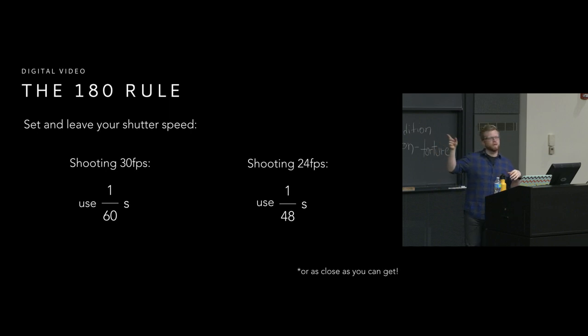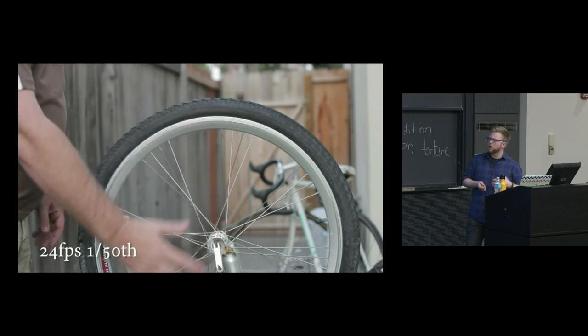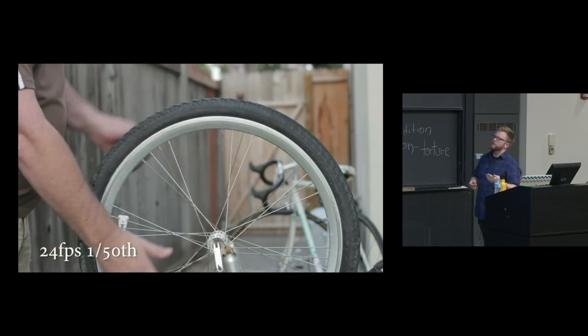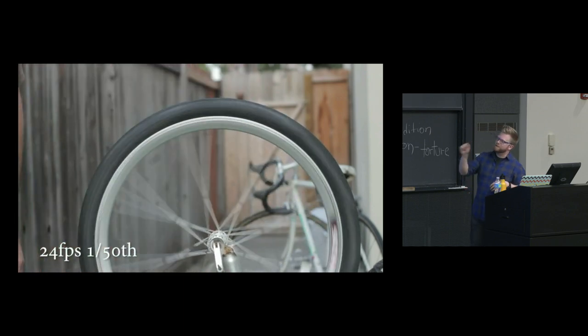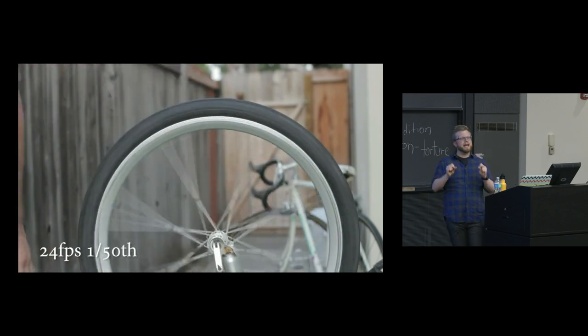Just like the bicycle wheel felt different in each of those two clips, right? So the one that followed the 180 rule looked natural, and the one that did not. So let's just see that one more time. So again, I recommend shooting at 24 frames per second if you are going for something a little more artistic. And if you shoot at 24 frames per second, you should be at 1 50th of a second shutter speed, and you should stay there.